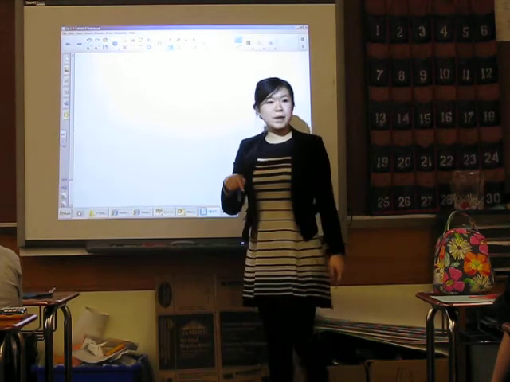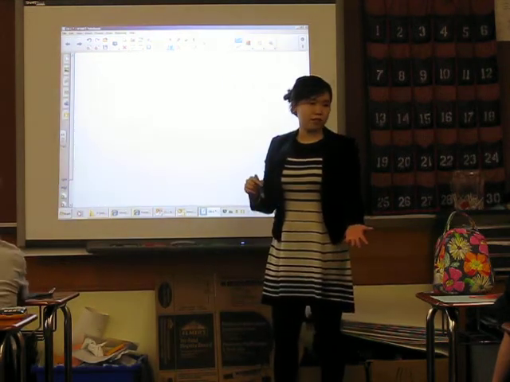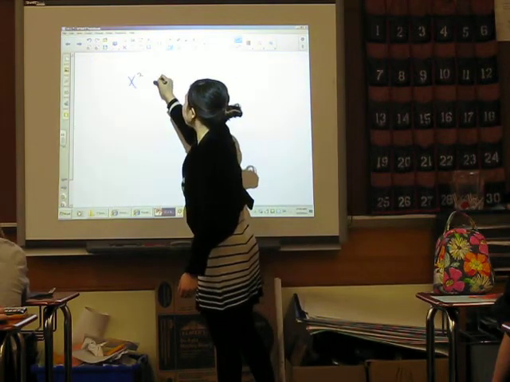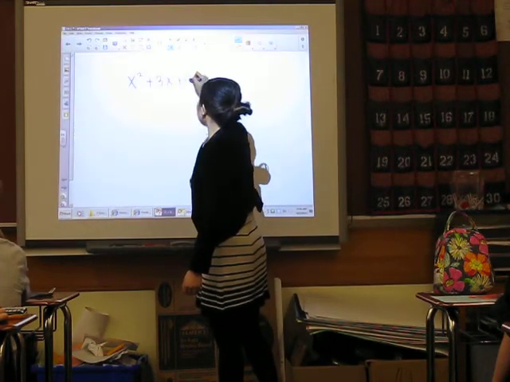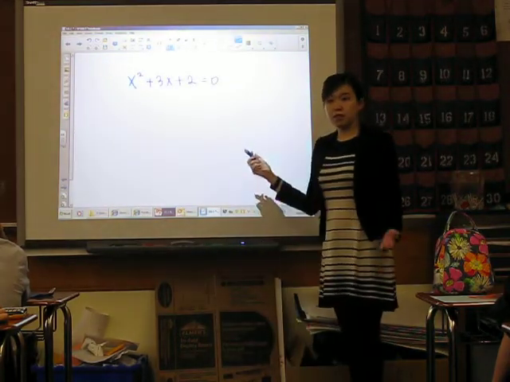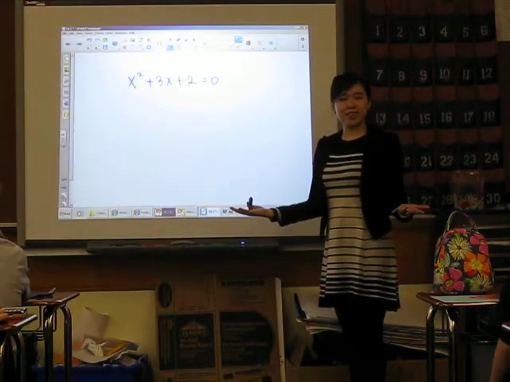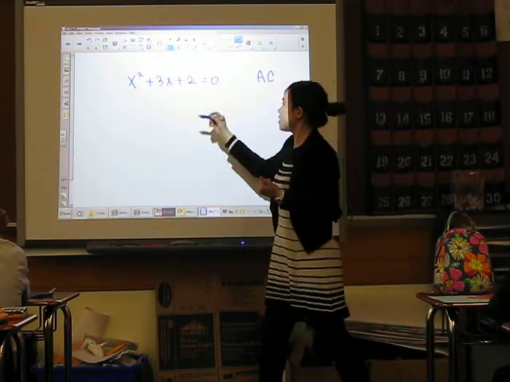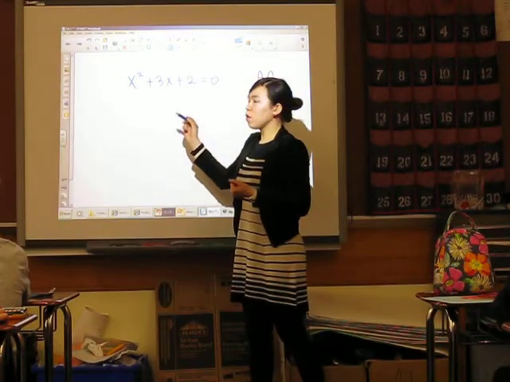In the previous chapter we factored, right? So we know how to factor. Once I give you that quadratic equation, you can use it to factor, right? What kind of method? AC method. Good. So what are A and C in here? 1 and 2.